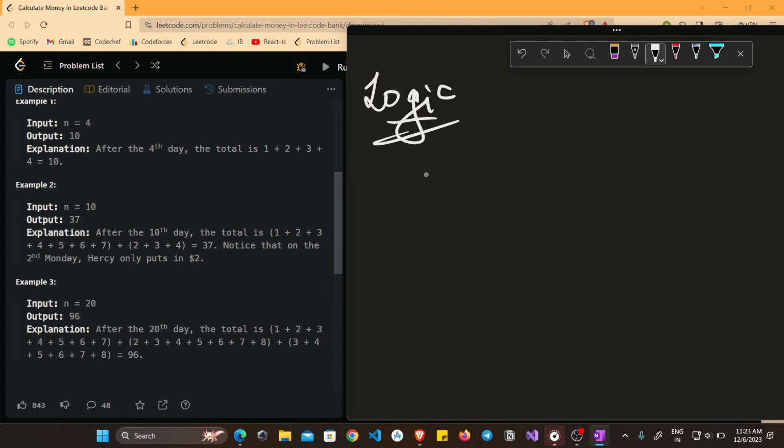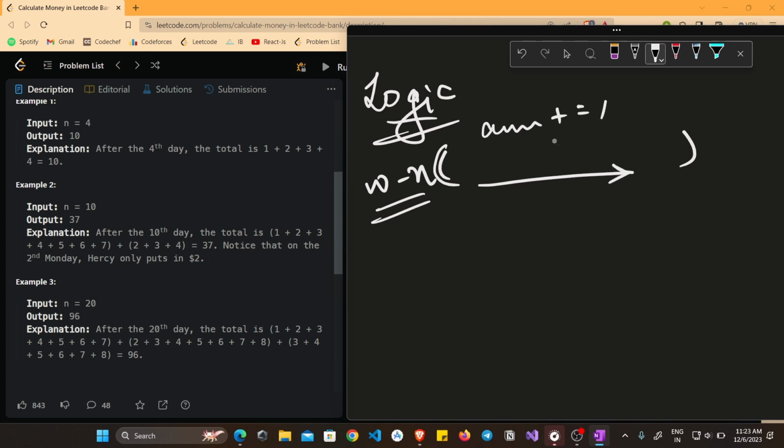How we can solve this question. If you look at the question, you will find out that only two things are happening. If we are in a particular week, let's say week nth, then in the nth week, if we are moving forward, we will be only increasing our amount by +1, right?